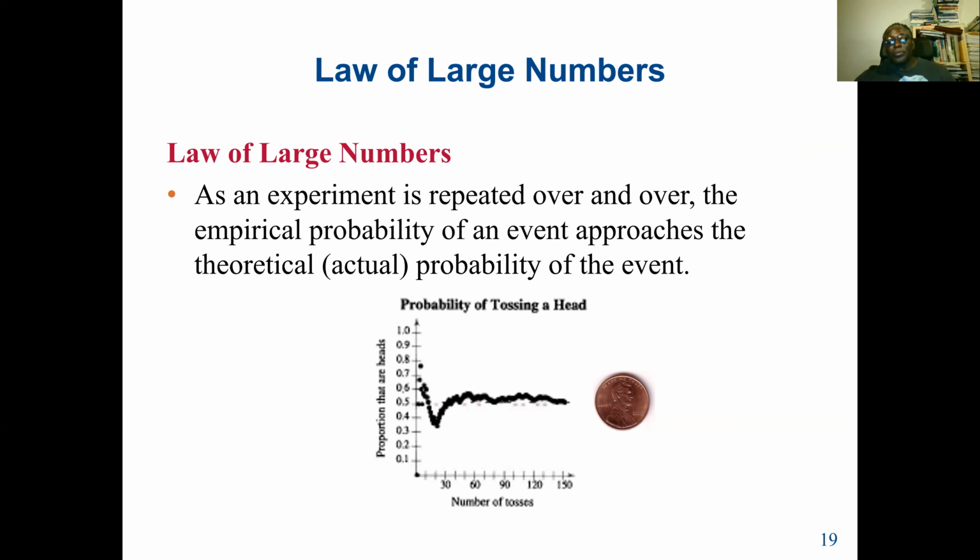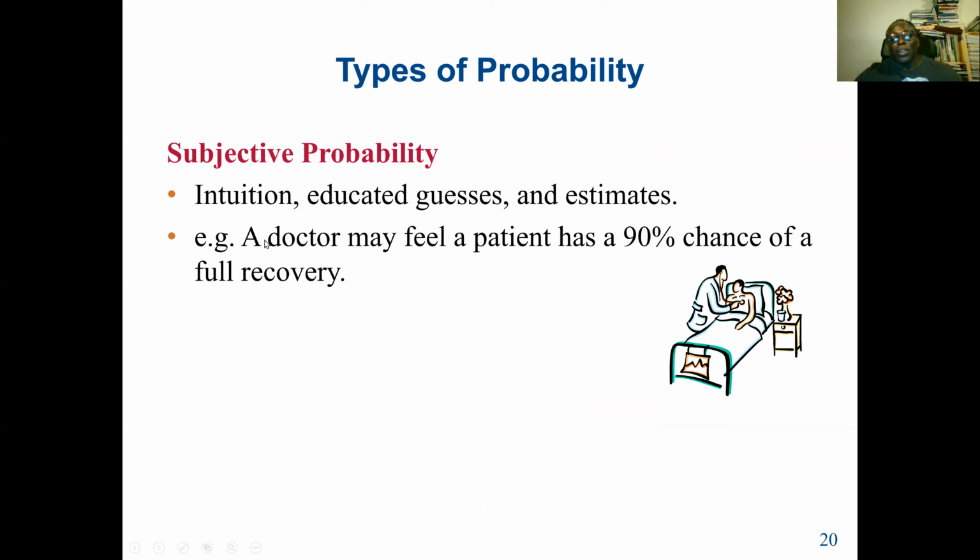So what's the best way? We have to consider the conditions. Does the New York Knicks have a good coach this year? Do they have good players this year? Is the morale very high? If that's the case, then there's a higher probability that they will win the World Series. Otherwise, they are going to lose it. So subjective, again, is intuition, educated guesses, and estimates. And the good word is educated guesses.